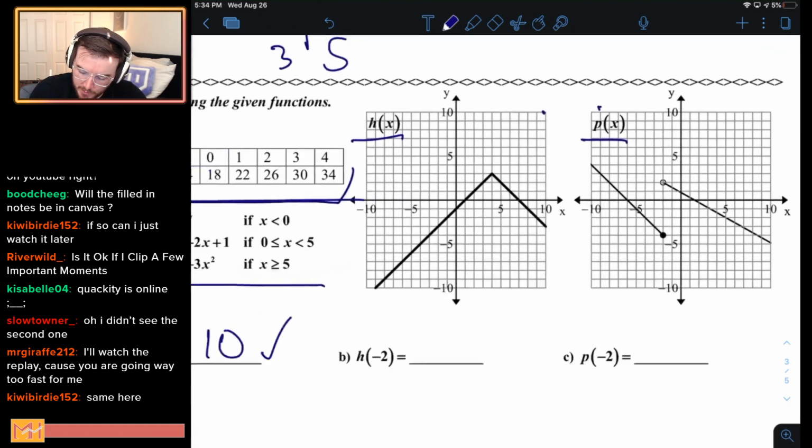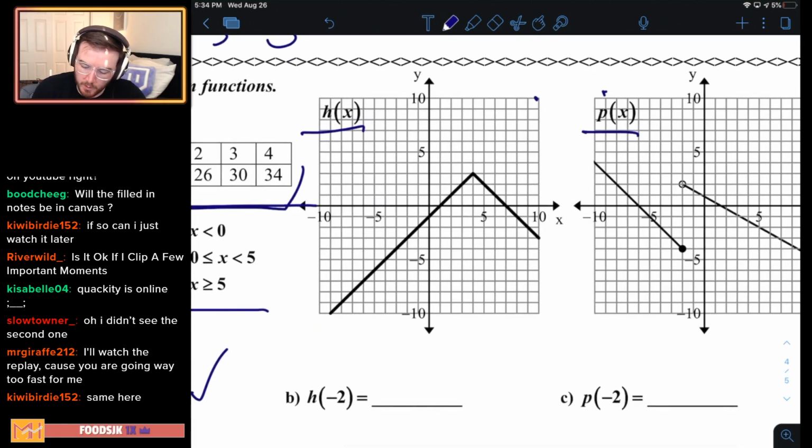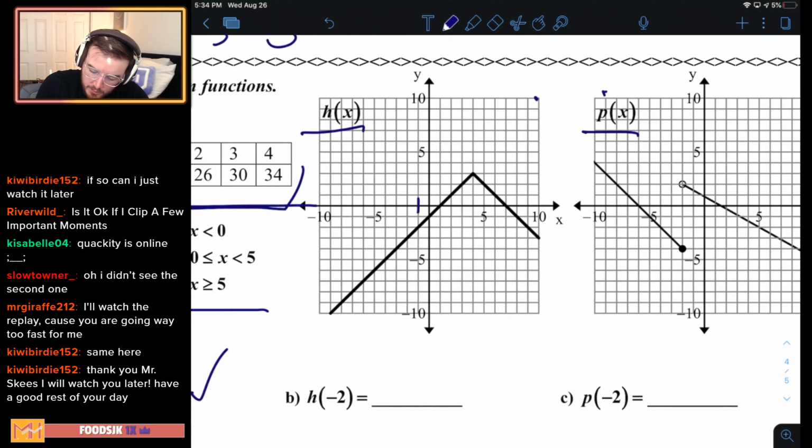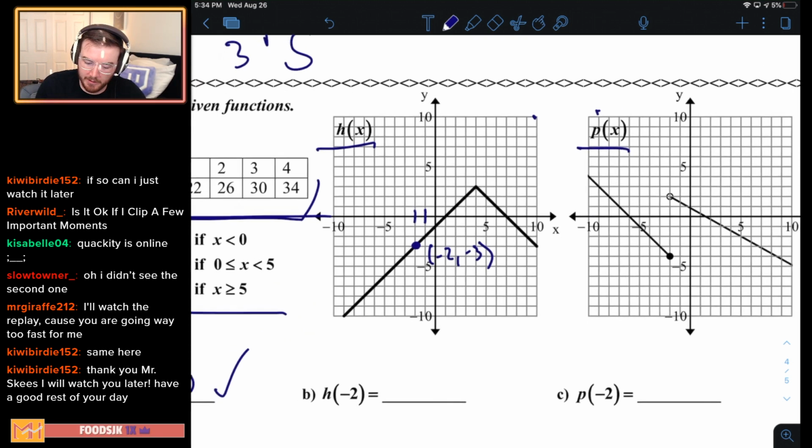Where's h? It's right here. So where's negative 2? Again, a function, you plug in x, it spits out y. This coordinate right here is (-2, -3). So when you plug in negative 2, it spits out negative 3.